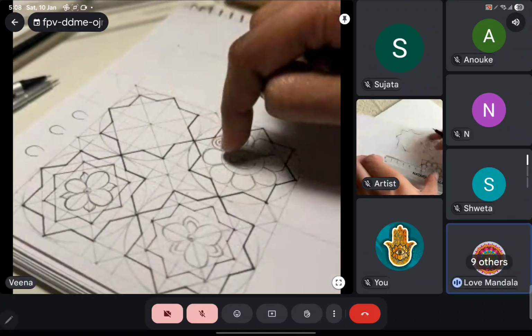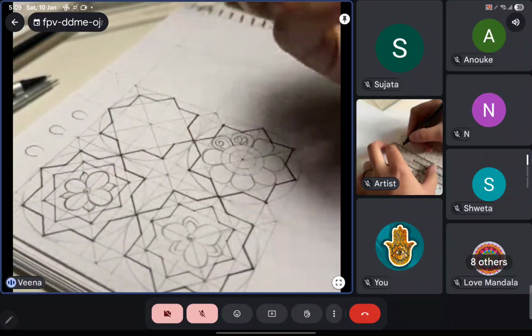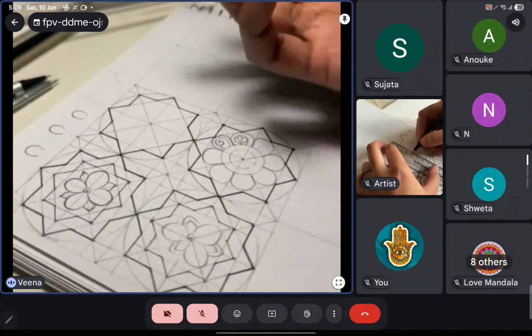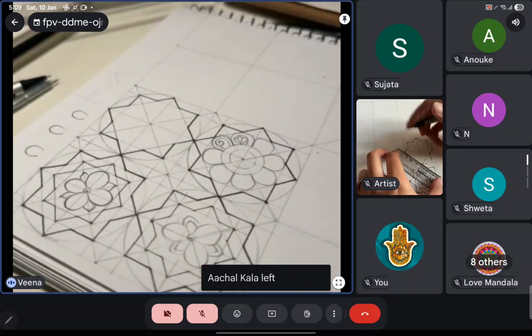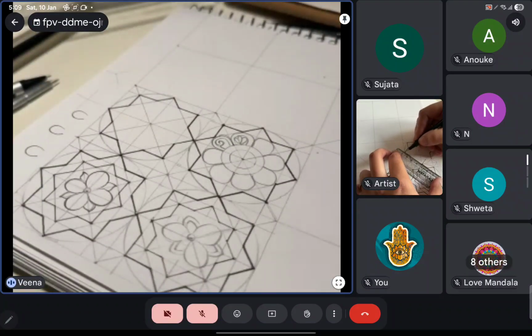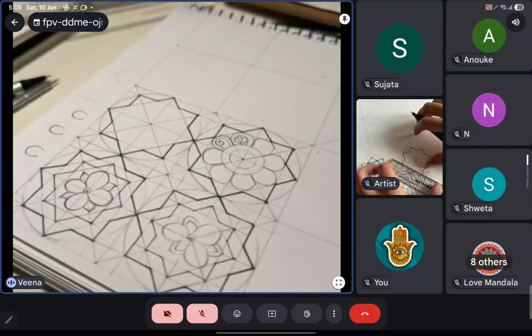And after coloring, we will again redraw it. Yes, because it's almost like when you do a mandala on a canvas or you draw a mandala and you color it, you just sort of re-ink it so that the black is more defined. It basically makes it much neater.